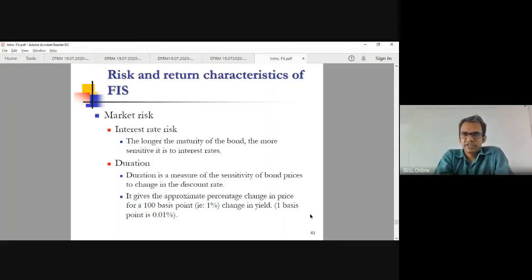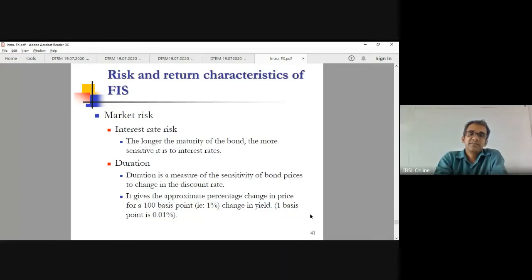Fixed income securities have risks associated with them. As I explained earlier, reinvestment risk is one of those risks: whether you will be able to reinvest the coupon income at the same rate until maturity. If not, you won't be able to realize the yield to maturity that you expected at the time you bought the bond.